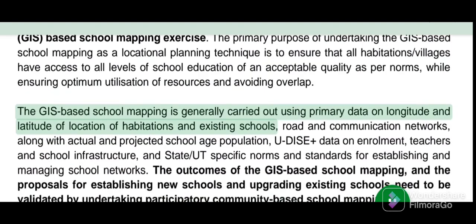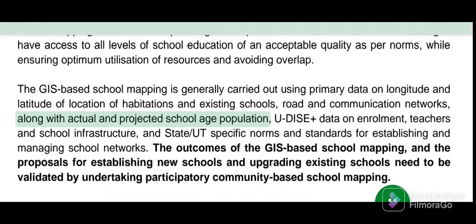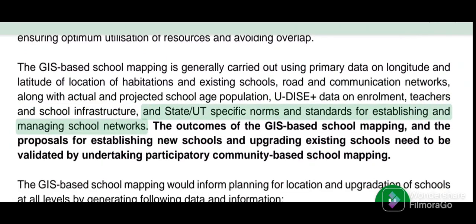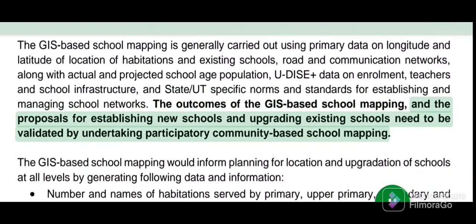The GIS-based school mapping is generally carried out using primary data on longitude and latitude of location of habitations and existing schools, road and communication networks, along with actual and projected school age population, UDISE+ data on enrollment, teachers and school infrastructure, and state UT-specific norms and standards for establishing and managing school networks. The outcomes of the GIS-based school mapping, and the proposals for establishing new schools and upgrading existing schools need to be validated by undertaking participatory community-based school mapping.